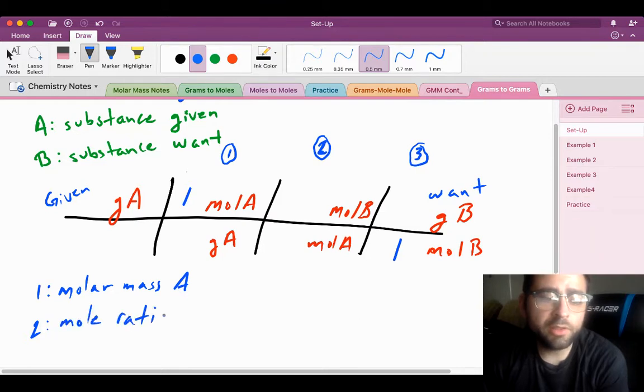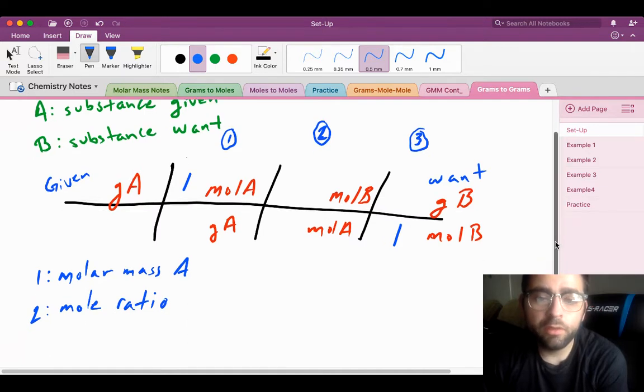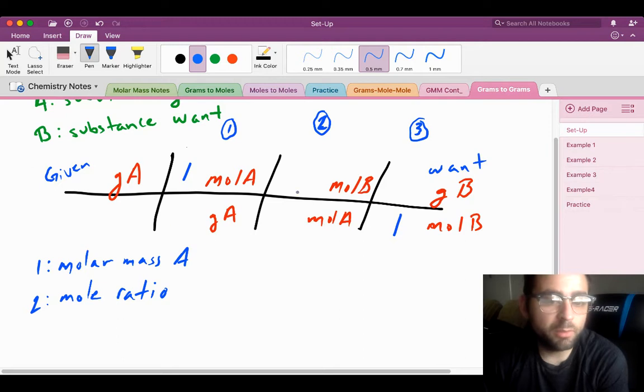And this is pretty easy. All it is is writing in the numbers from your balanced chemical equation into each of those things. And you'll see it when we do the examples. It's the easiest thing to put in. And then for the last column, this box right here, the thing that you want is going to be the molar mass of substance B.